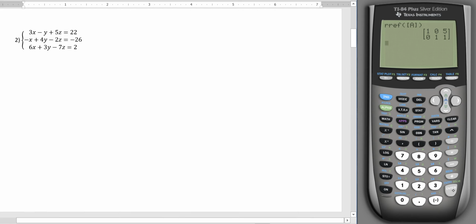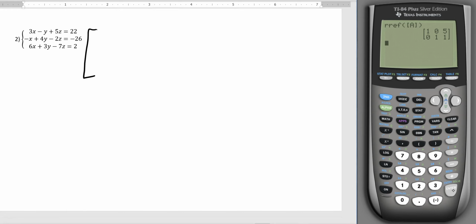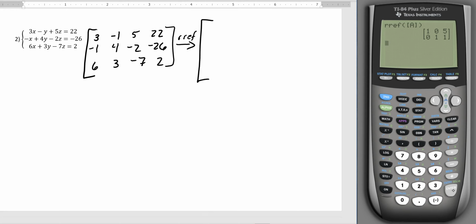Alright, 2, we got a 3 by 4 matrix here, so let's go ahead and start by putting this as an augmented. So 3, negative 1, 5, 22, negative 1, 4, negative 2, negative 26, 6, 3, negative 7, and 2. Alright, and then we will RREF. Let's make that a little bit bigger so I have more space to write.